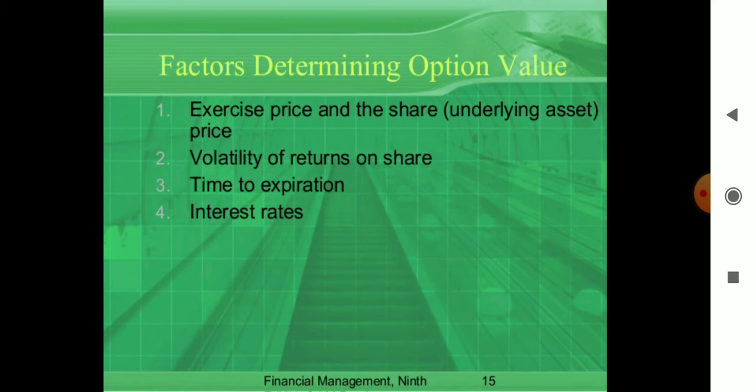Very simple. It's a straightforward thing. Our forward price is equal to spot price plus time value of money. Once again, I'll repeat it. The forward value is equal to spot price plus time value of money.